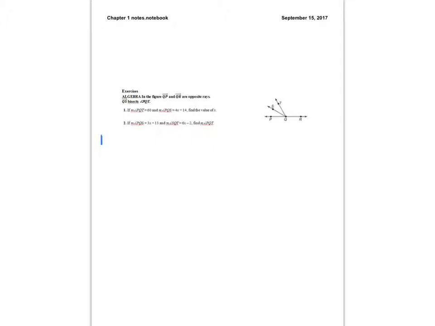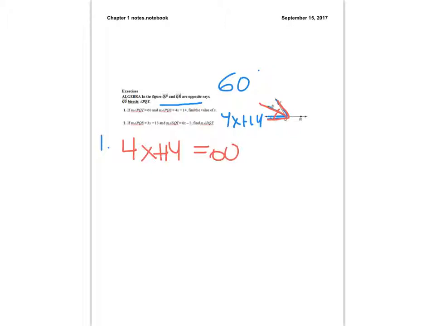So for number 1, PQT is 60 degrees, and PQS is 4x plus 14. All right, what else are they giving me? QP and QR are opposite rays, and QS bisects PQT. So that must mean that these two angles are congruent. If they're congruent, then I can set them equal to each other. We're asked to find the variable value for x. 4x plus 14 equals 60.